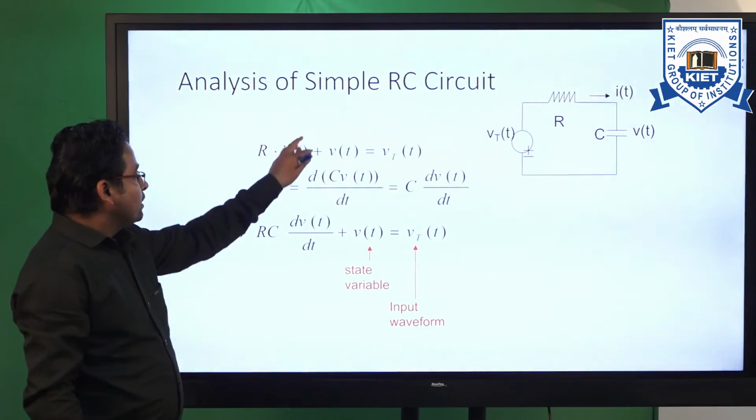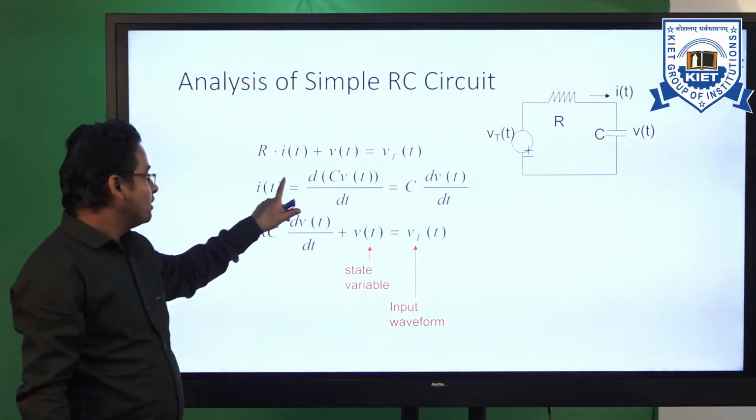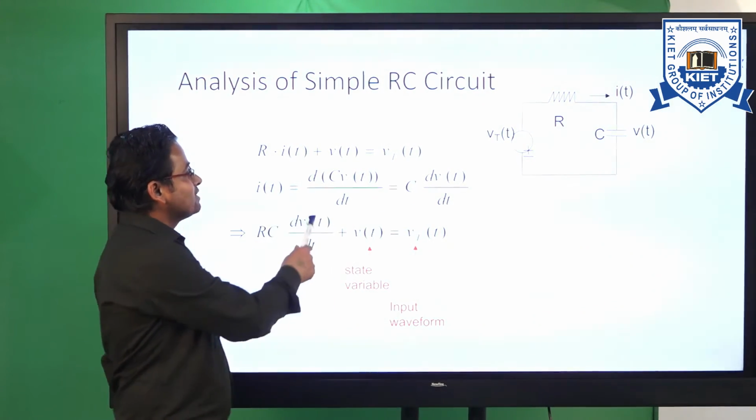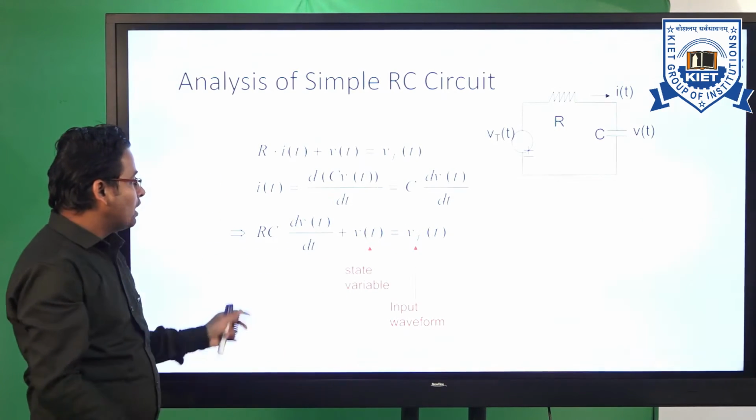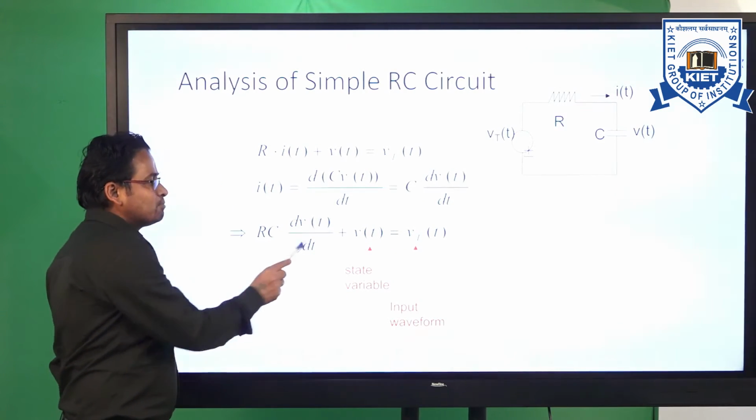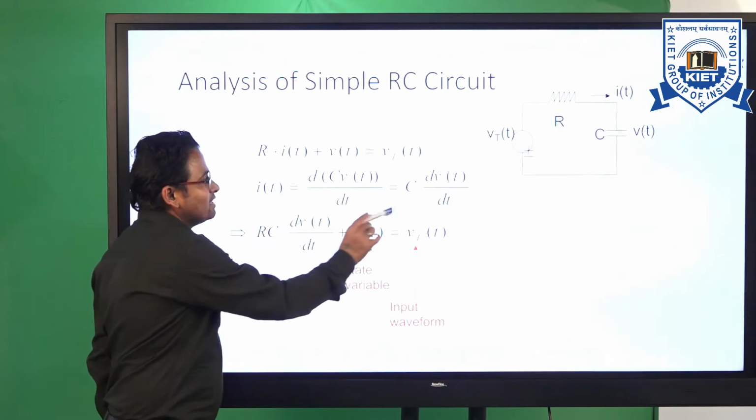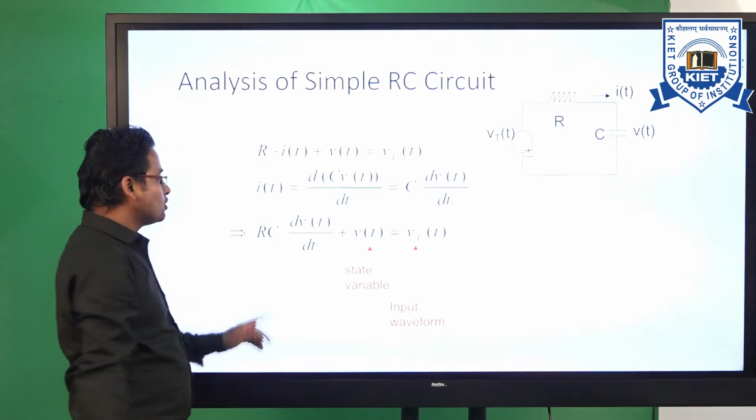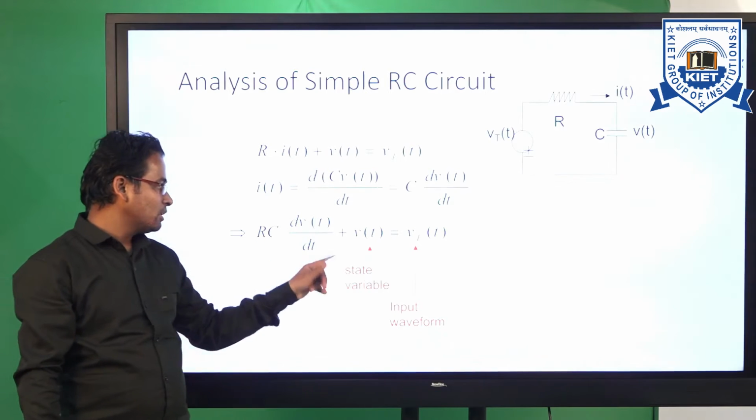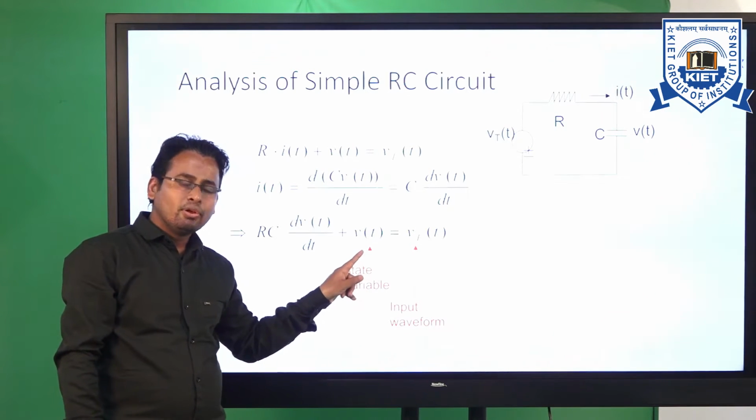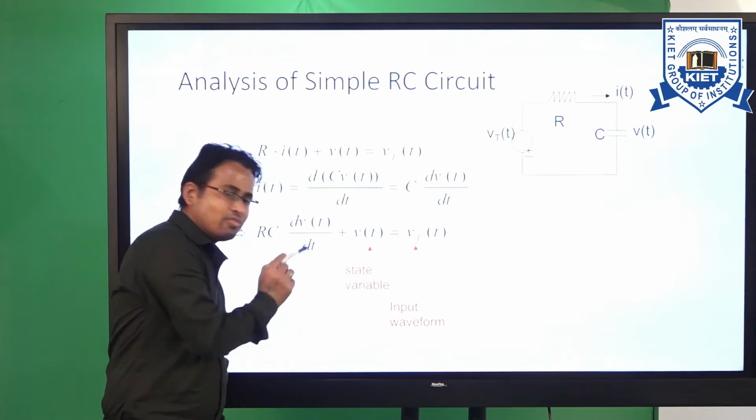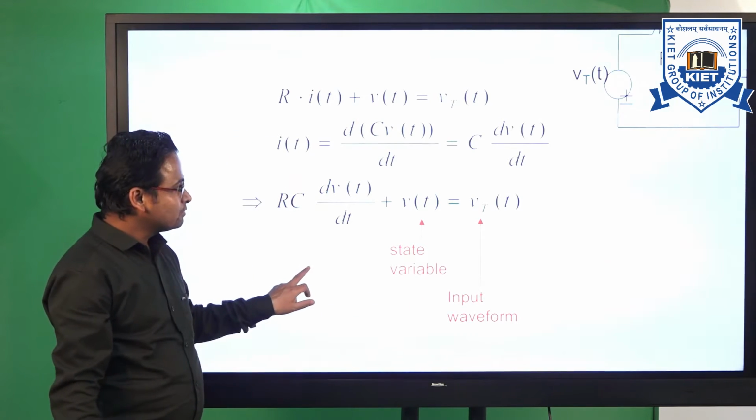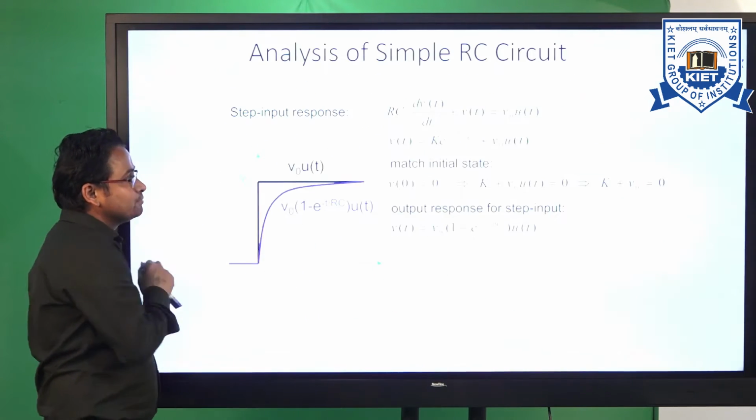Now represent this particular equation with respect to i(t). Okay. So i(t) becomes this one. We know that it is C dV by dt. Now after simplification we will get this particular equation. That means i(t) is C dV by dt. Replace the value of i(t) into this particular equation. So it becomes an equation like this one. Here v(t) is what? It is the state variable, and this one is the input waveform. Clear?